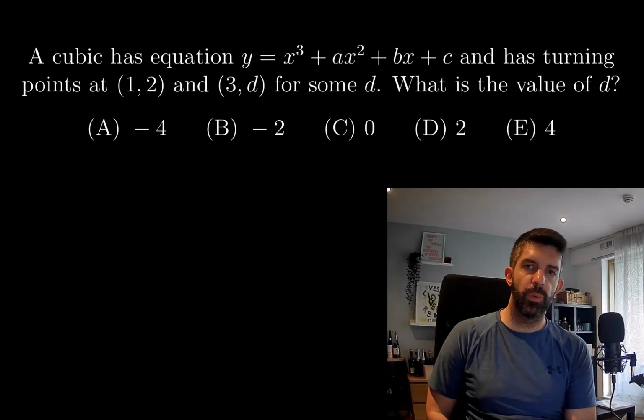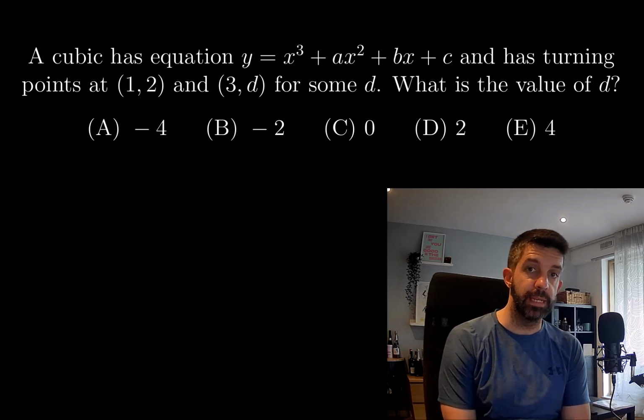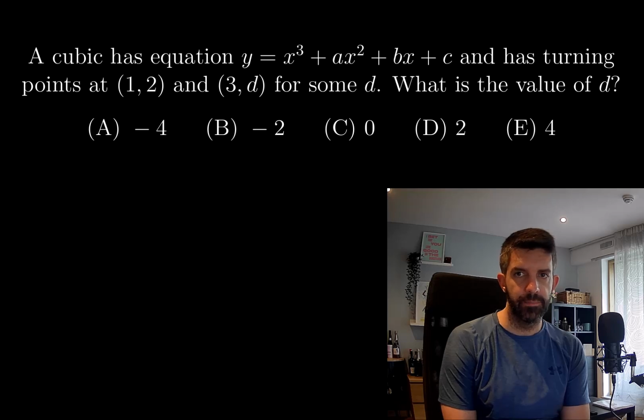A cubic has equation y is equal to x cubed plus ax squared plus bx plus c, and has turning points at 1, 2, and 3d for some d. What is the value of d?